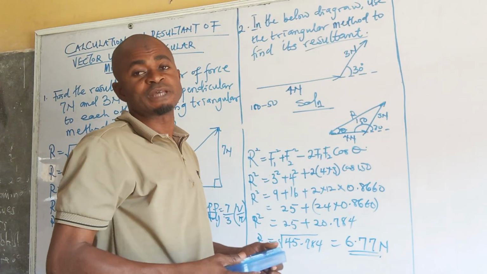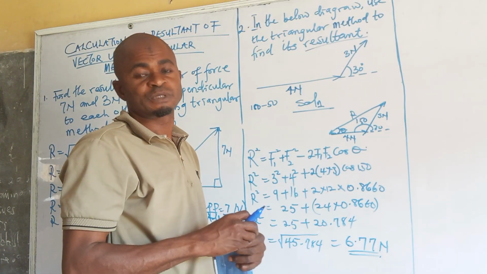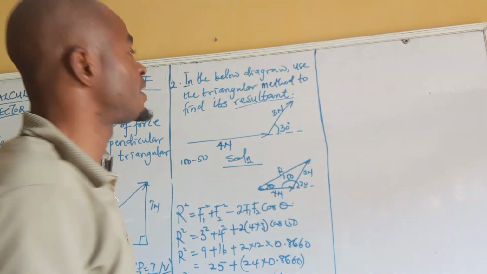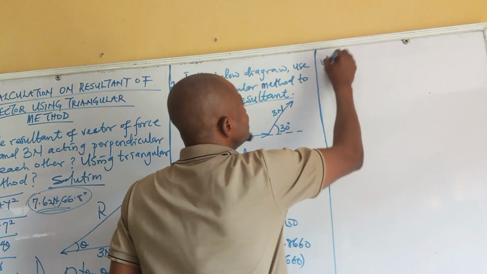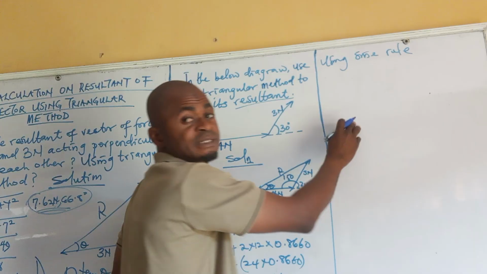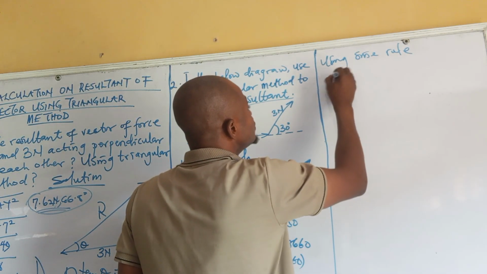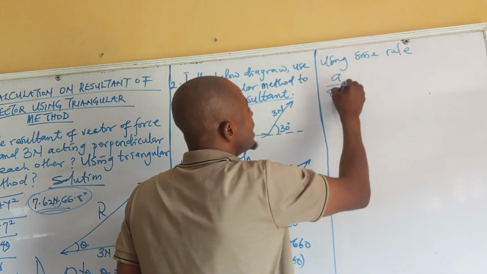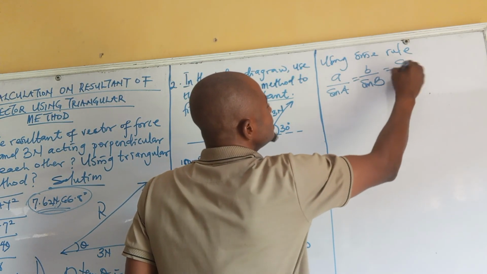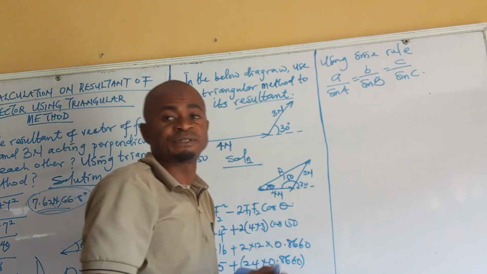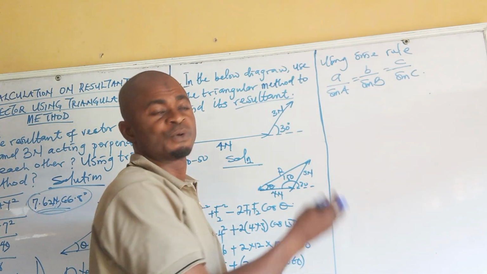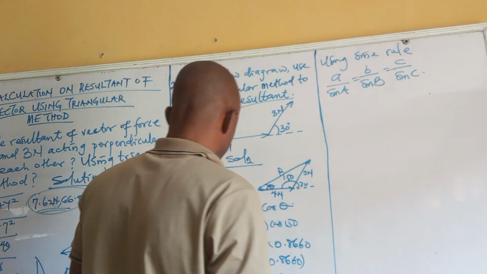Then you are still going to use another formula called the sine rule. We are going to use that one. Now let's quickly go to this side, using the sine rule. And how are we using the sine rule? It's going to be A over sine A equals B over sine B equals C over sine C. When I reach that point in mathematics, I should be able to explain to you how this one comes alive. Now let's quickly move down.